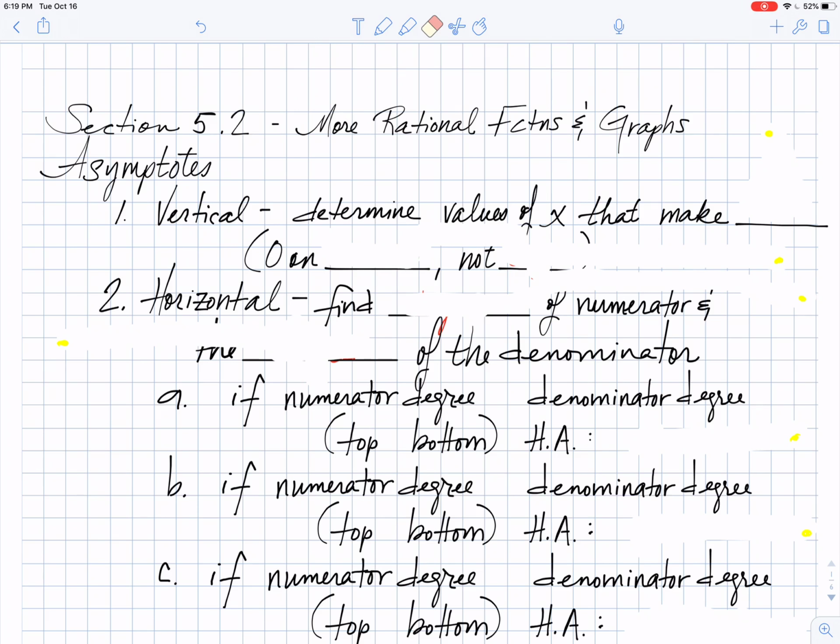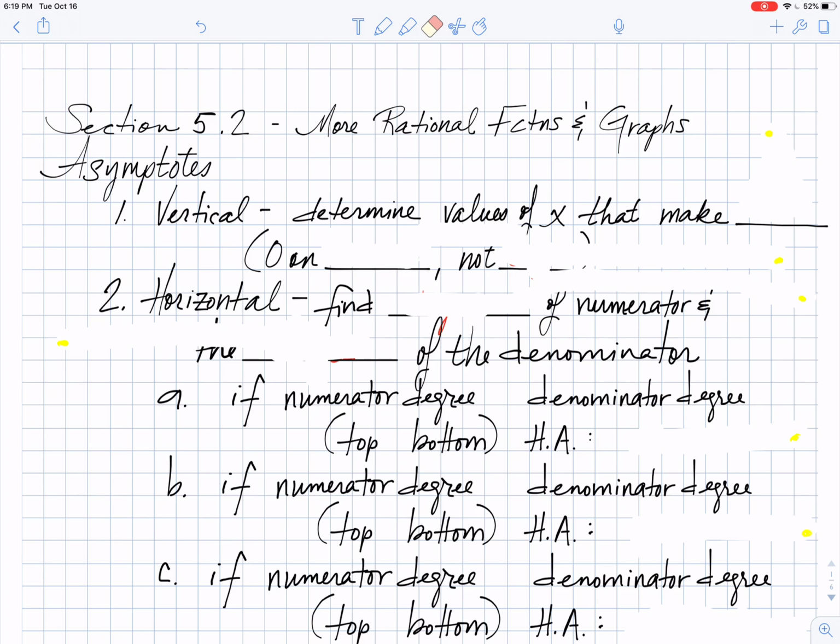In order to find vertical asymptotes, the first thing that you need to do is figure out what kind of x value is going to cause a zero on bottom. I don't care what kind of number you have on top, as long as it's not zero. So what x value makes a zero on bottom, not on top?